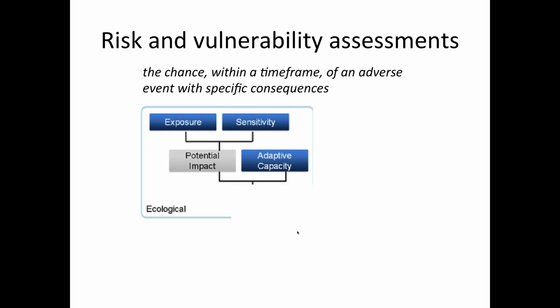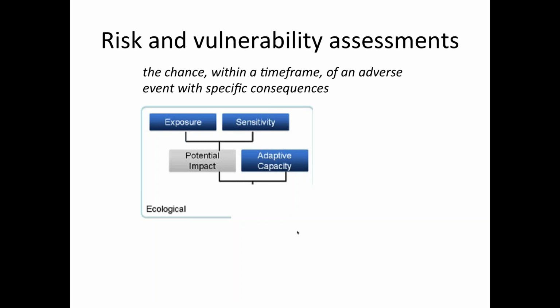Then the other axis, adverse event with specific consequences. To me, that's where people start to think about what are the consequences for the survival, productivity, growth of a stock, for instance. If we're thinking about toxins, we could think about cancer lesion rates when exposed to different contaminants. And that is often approximated using sensitivity, which can be determined in a quantitative way or qualitatively. And so if you take those two things together, that will give you the potential impact.